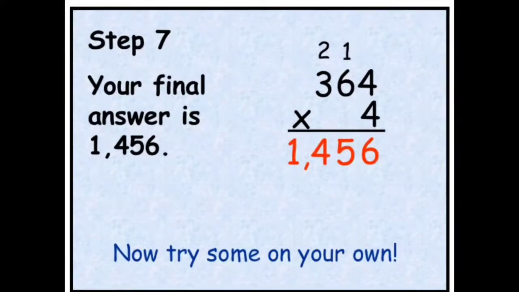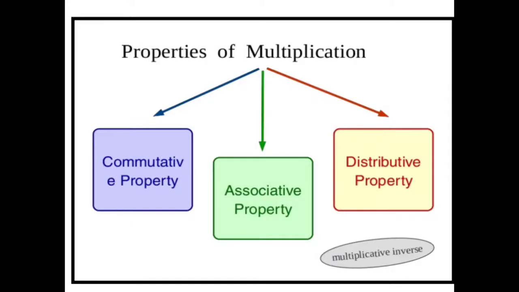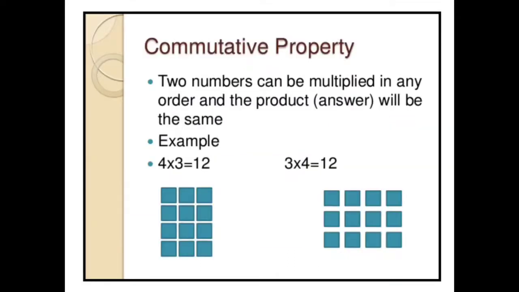So now let's move on to the next slide. Now we are talking about the properties of multiplication. What are the properties of multiplication? Commutative property, associative property and the distributive property. So now one by one we will discuss the properties. What is the commutative property?